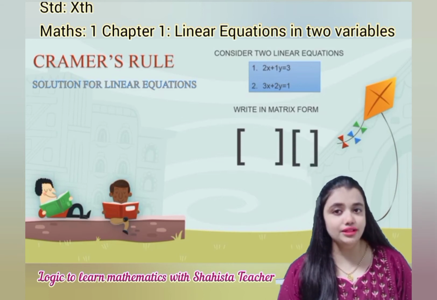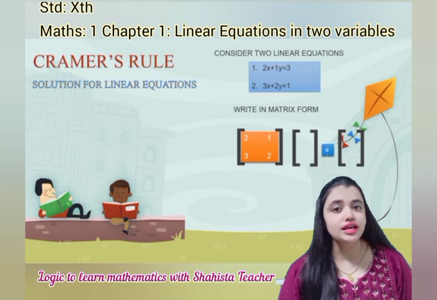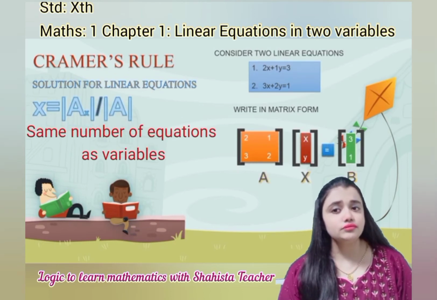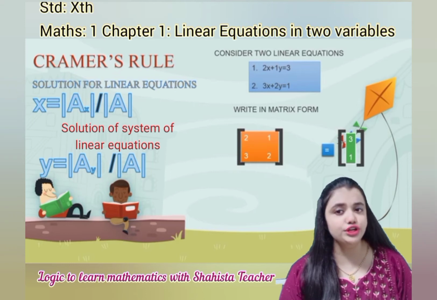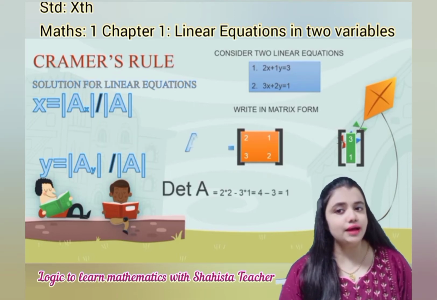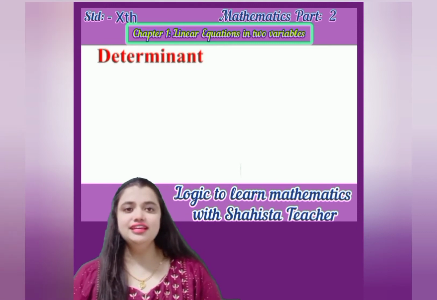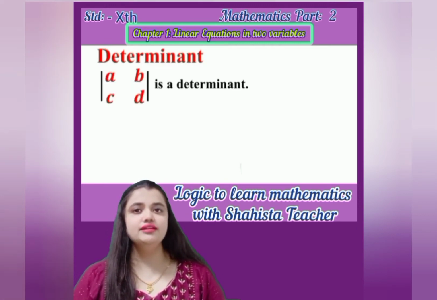Cramer's rule is a method that uses determinants to solve a system of linear equations that have the same number of equations as variables. Cramer's rule provides the solution of a system of linear equations with n variables and n equations. This simple rule is applicable only if the system of linear equations has a unique solution when solved for a single variable. Here inside this matrix A, B, C, D is a determinant.